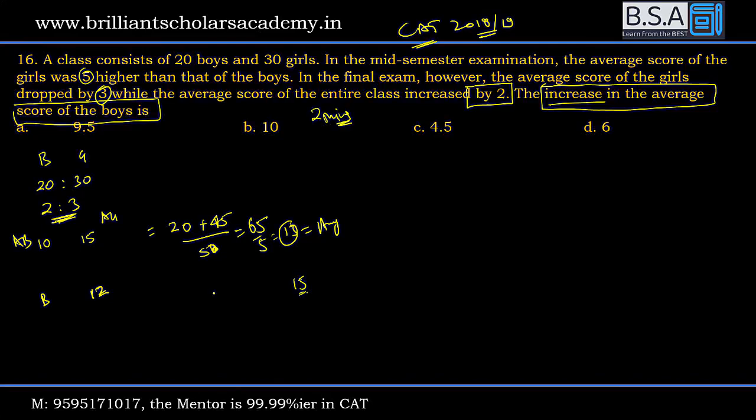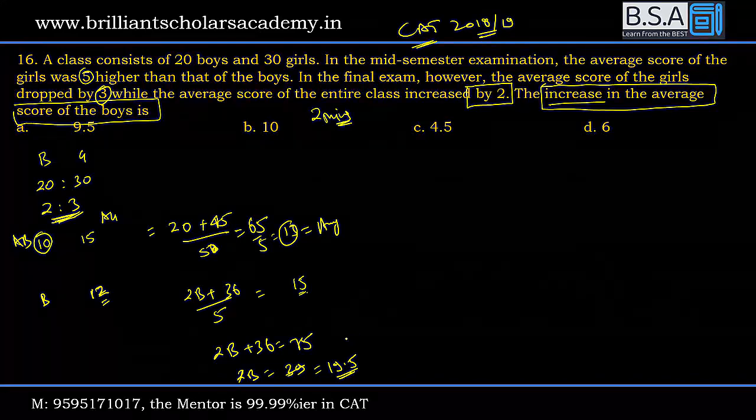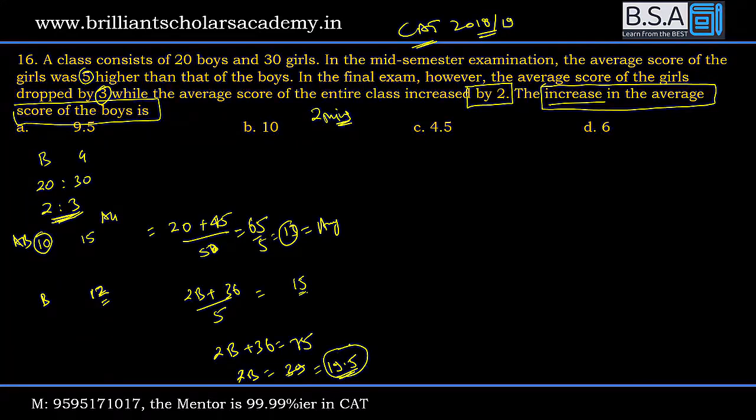We can find this: 2 into B, plus 3 into 12, upon 5 is equal to 15. So 2B plus 36 is equal to 75. 2B is equal to 39. B is equal to 19.5. Earlier the average was 10. Now the average is 19.5.